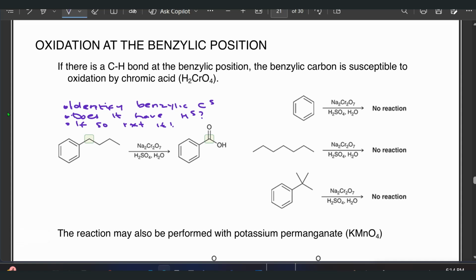So in here, this is my benzylic carbon. You need at least one hydrogen. You don't have to have plenty of hydrogens, just one. Because oxidation is loss of hydrogen. Oxidation is loss of hydrogen, oxidation is gain of oxygen. So if you don't have hydrogens to lose, how are you going to oxidize? Got it.